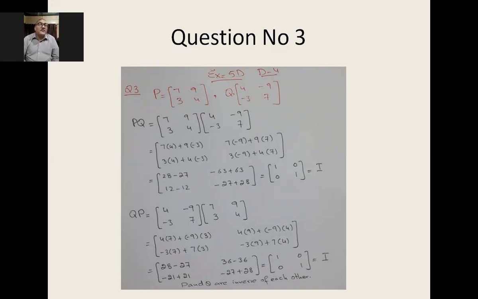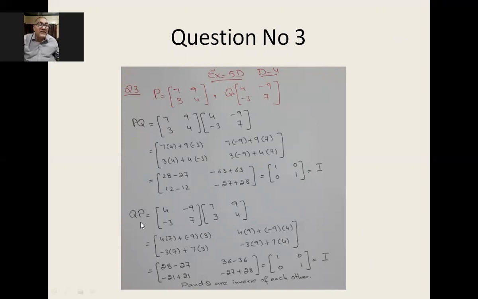So finally, you will have 28 minus 27, minus 63 plus 63, and 12 minus 12, and minus 27 plus 28. So the answer will be 28 and minus 27, that will be 1. Minus 63 plus 63, that will be 0. And 12 minus 12, that will be 0. So minus 27 plus 28, that will be 1. So it's the identity matrix. So when you multiply P with Q, the answer is 1, 0, 0, 1, which is the identity matrix. So in the same way, I can find out QP.